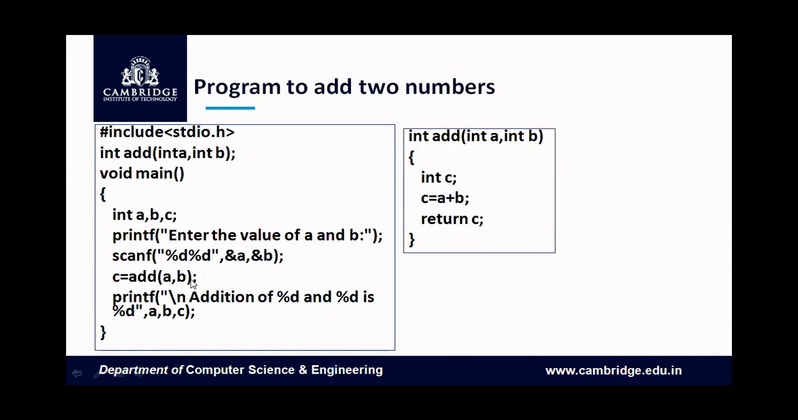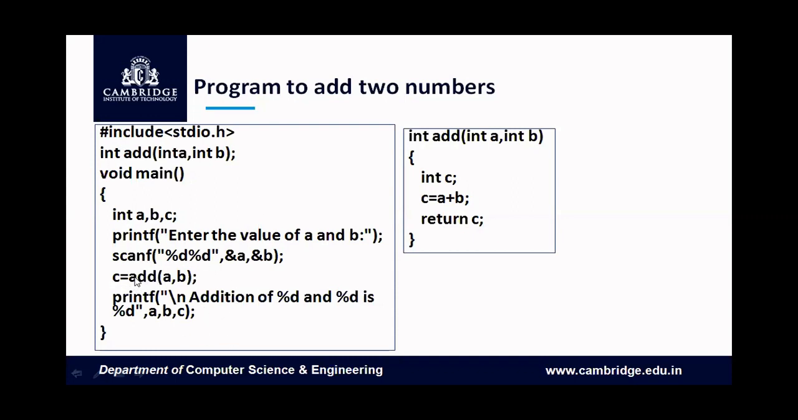When I make this call, the cursor will go to this point. Here it copies a into a only, again b into b. Whatever value I have sent, if I send 10 and 20, 10 will be copied into a, 20 will be copied into b. Then again it makes a local declaration int c, c equals a plus b, 10 plus 20 is 30, it returns c, 30. And this entire line will be replaced by 30, c will now be 30, and we are displaying that result.